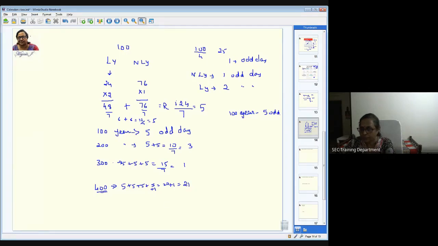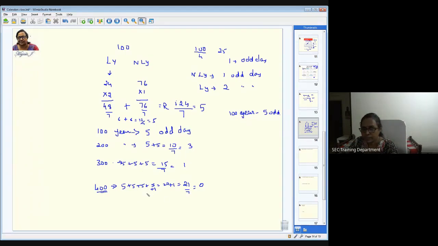Is that clear? Every 100th year is not a leap year, so we are reducing by 1 everywhere. But the 400th is a leap year, so it's going to add one more. It's going to be 21. Again, 21 by 7, it is going to be 0. That's the reason I said the calendar repeats after every 400 years. Is it clear now?